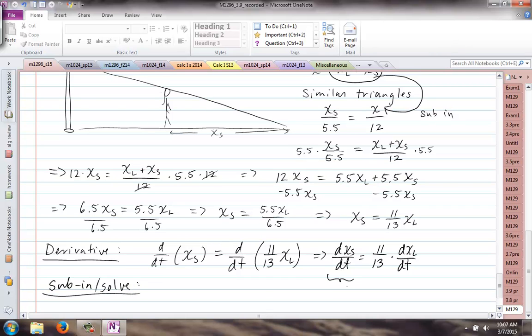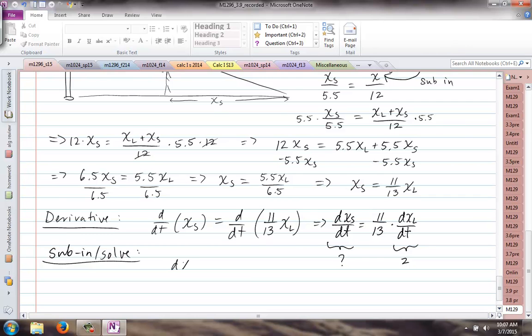So our dx sub s over dt is what we're trying to find. Dx sub l over dt was given, and that was 2. So plugging in, we have dx sub s over dt is equal to 11/13 times 2. So one thing that's a little different about this problem is we were supposed to do this when x sub l equals 25, and it might be a little disconcerting that you couldn't use that. But it didn't depend on it.